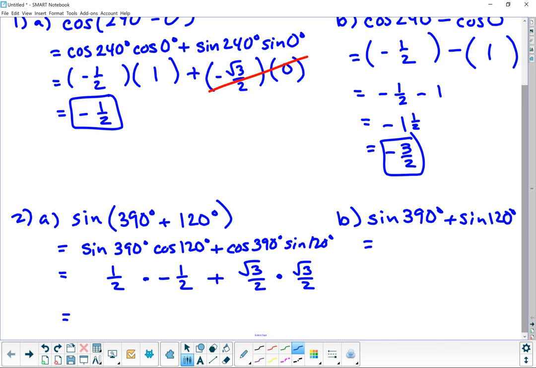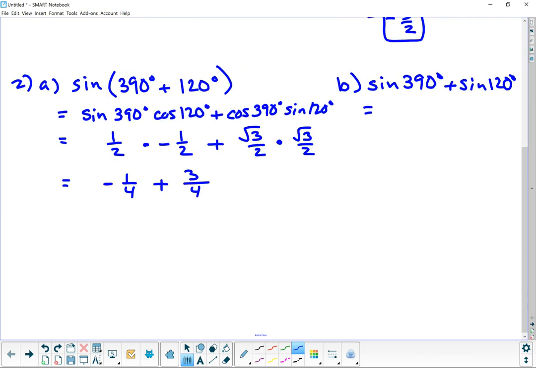All right, so working this out, we get 1/2 times negative 1/2 makes negative 1/4, plus, right? And then radical 3 times radical 3 is radical 9, and radical 9 is actually just 3. And 2 times 2 is 4. So negative 1/4 plus 3/4 is going to be positive 2/4, which works down to 1/2.